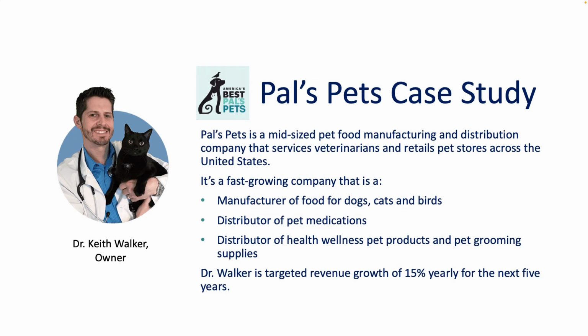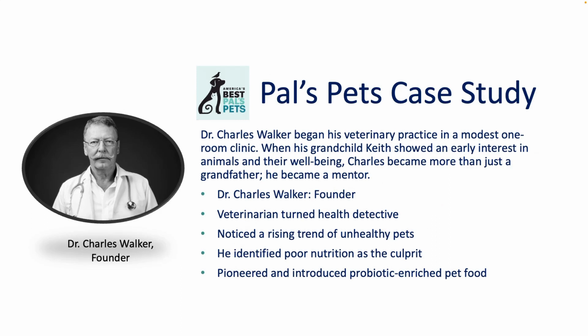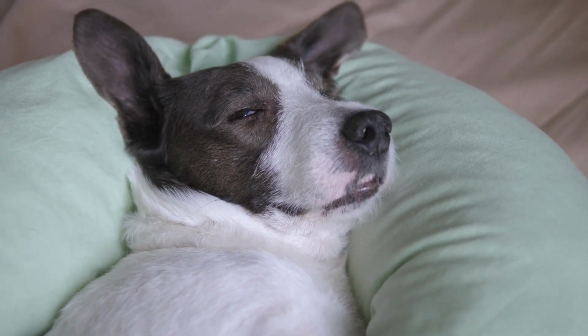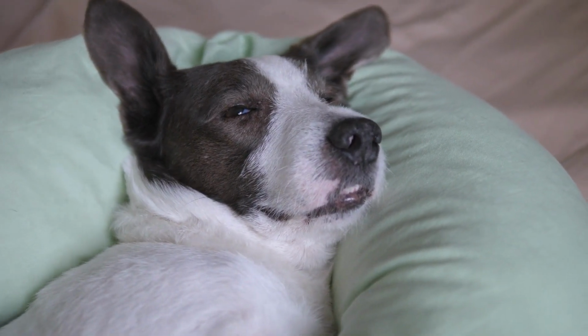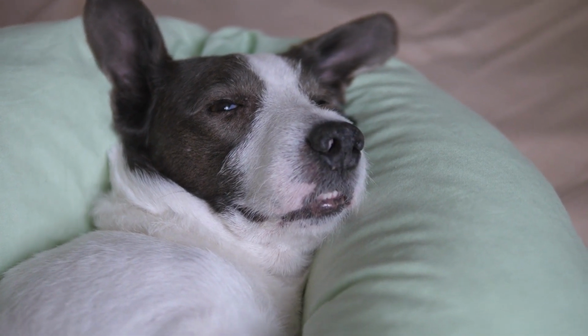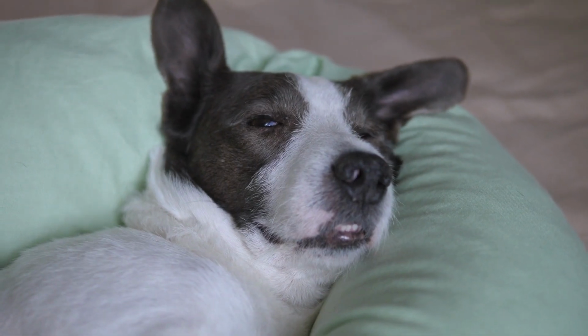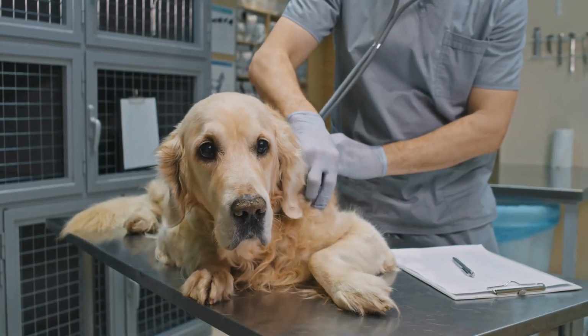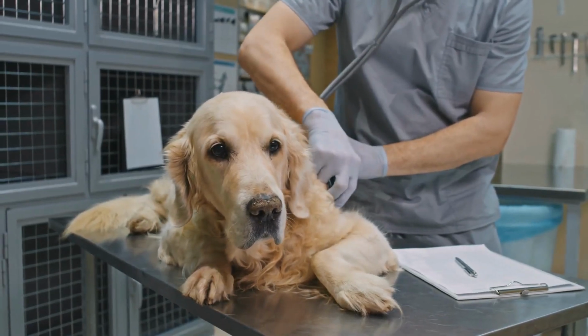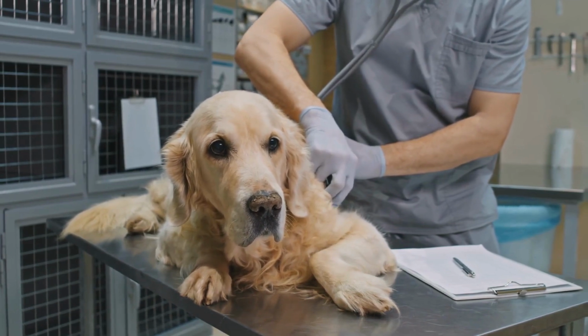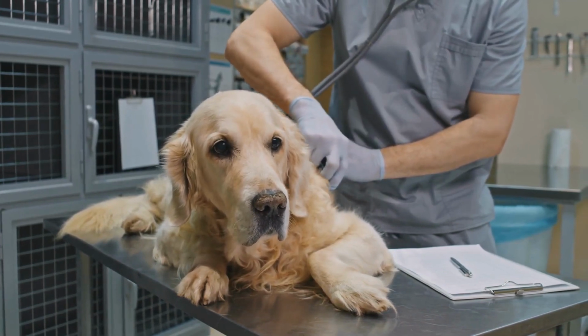It started with Dr. Charles Walker, Keith's grandfather. Dr. Charles Walker wasn't just a veterinarian, he was a detective of sorts. He noticed something troubling, an alarming increase in unhealthy pets walking through the doors of his clinic. After some digging, he found the culprit: poor nutrition. Back in 1987, long before probiotics were a buzzword, Dr. Charles Walker became a pioneer. Recognizing the power of healthy gut bacteria, he began treating his furry patients with specialized pet food enriched with probiotics. The results were nothing short of revolutionary.